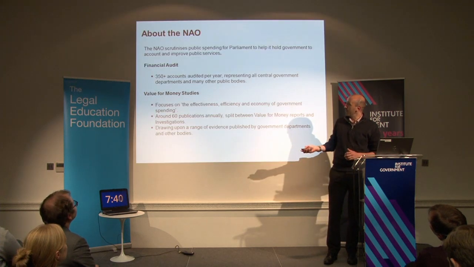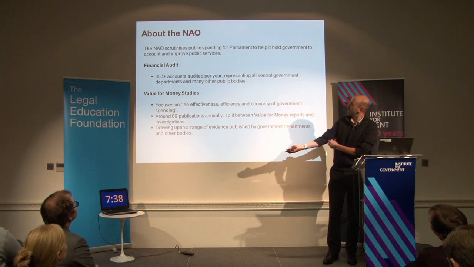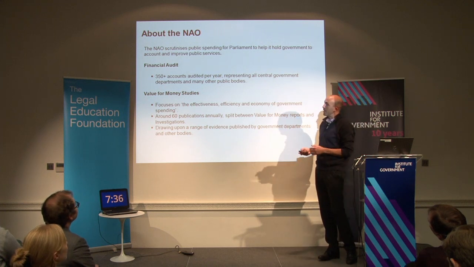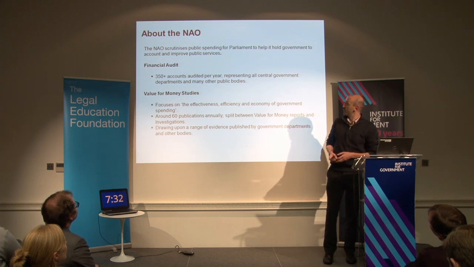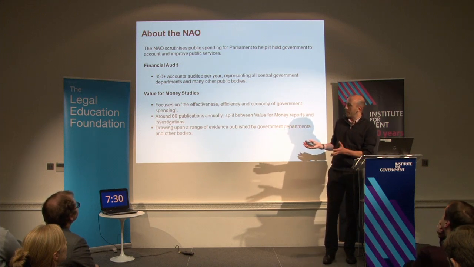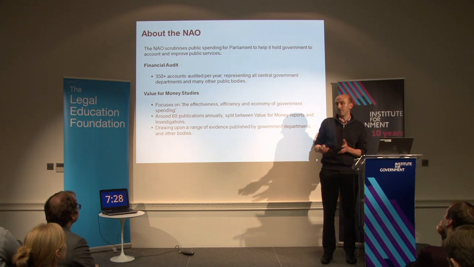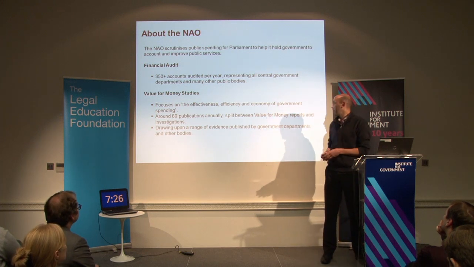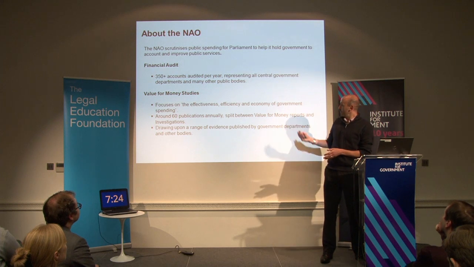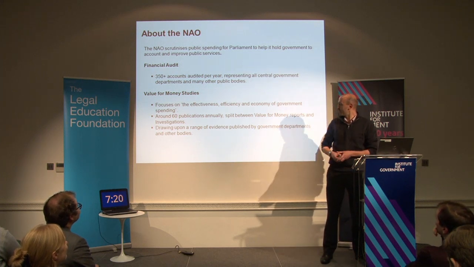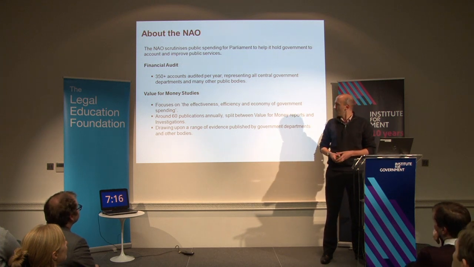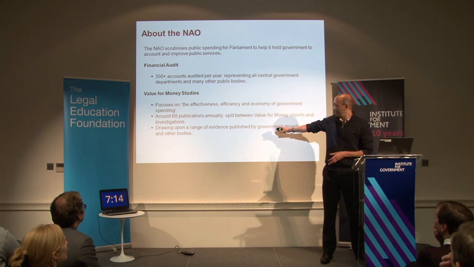So a little bit about the NAO. I won't spend too long on this given the time, and I know some of you will know about this already. Two streams to the NAO's work: financial audit work, 350 accounts audited a year, and then our value for money work, which is our high-profile public-facing work, where we are looking at the effectiveness, efficiency, and economy of government spending. We have about 60 reports a year, value for money reports, and more factual-based investigations. And the bottom bit is the key bit for me.